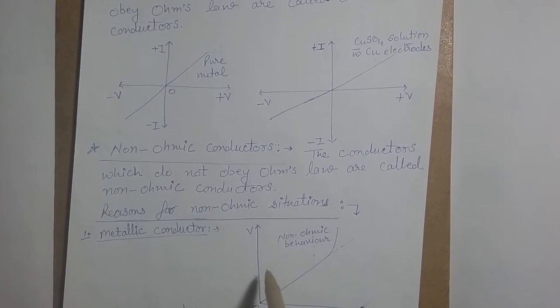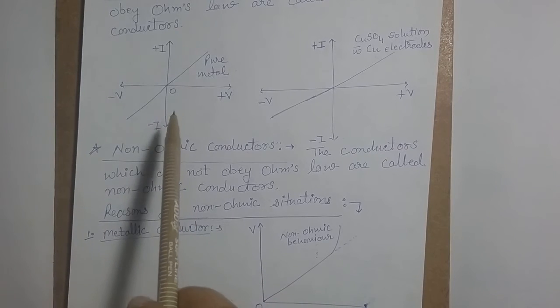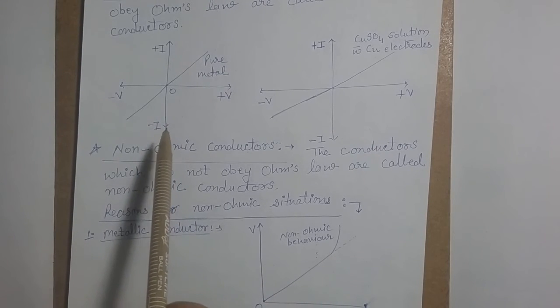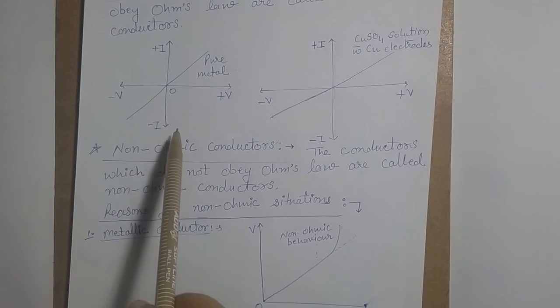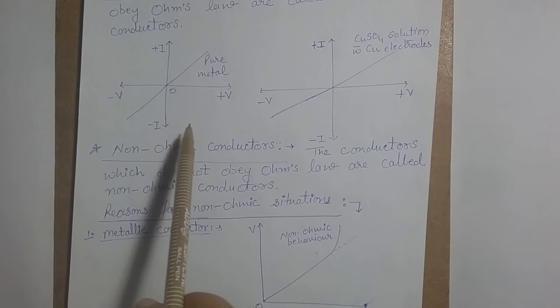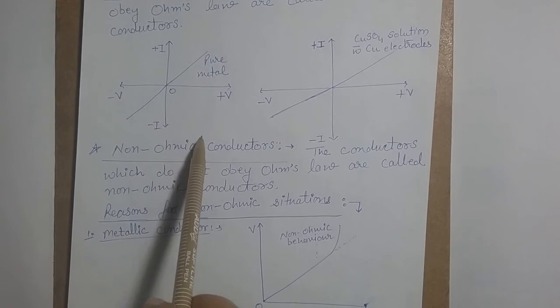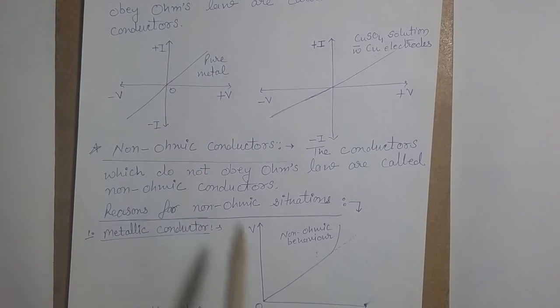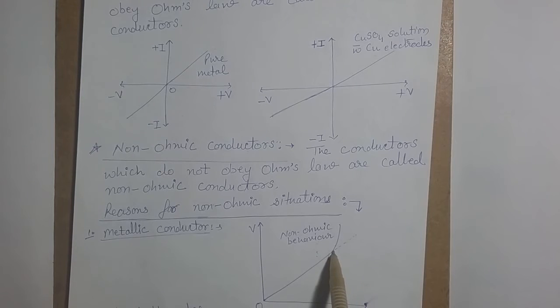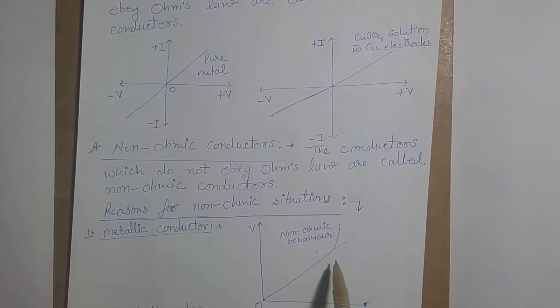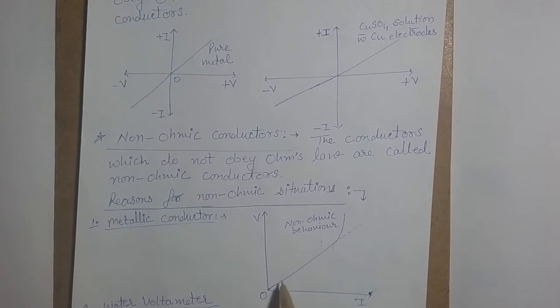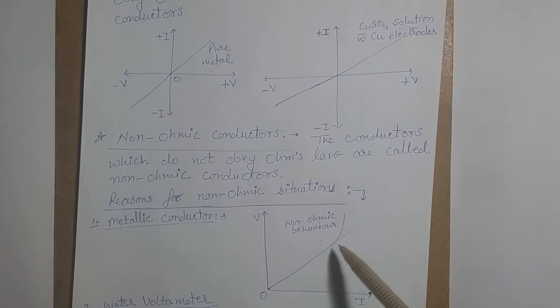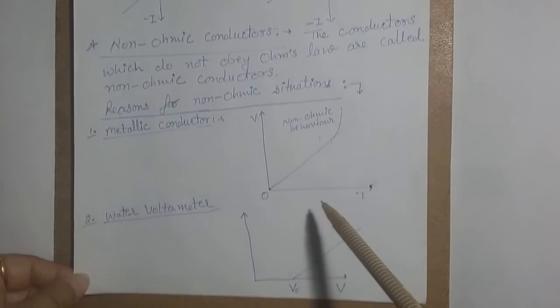The basic difference is the change in temperature. For ohmic nature, the temperature should be constant. If we are changing the temperature for a given conductor, that is, if we are increasing the temperature for a given conductor, in that case, the conductor starts behaving with non-ohmic character. So here you can see that initially the conductor was behaving as an ohmic conductor. Now with rise in temperature, it is showing the behavior of a non-ohmic conductor.